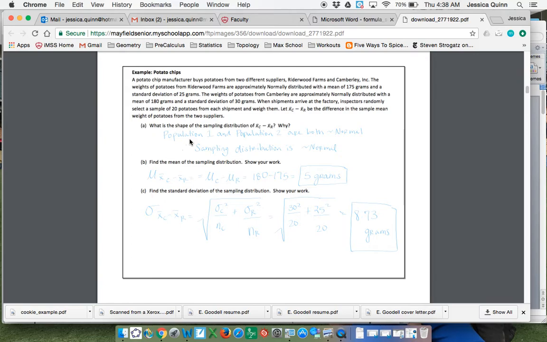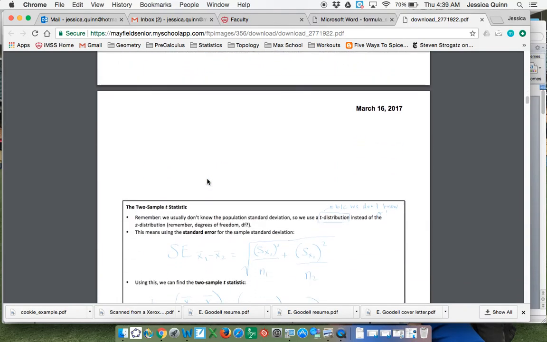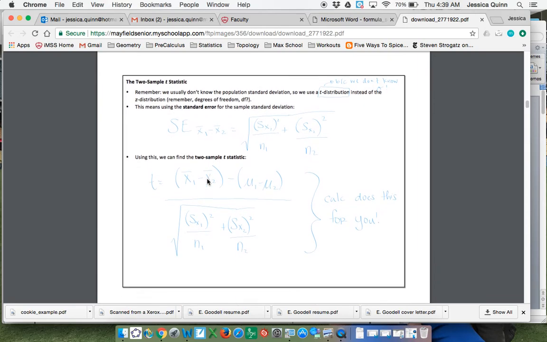And then the standard deviation for x bar C minus x bar R would be that formula right there. So we end up getting 8.73 grams. Again, that's when we know the population information, which is not often the case. So then we change a couple things, right? If we don't know sigma, the population standard deviation, that's when we have to use t-distributions, just like we did in the previous chapter with our significance tests.